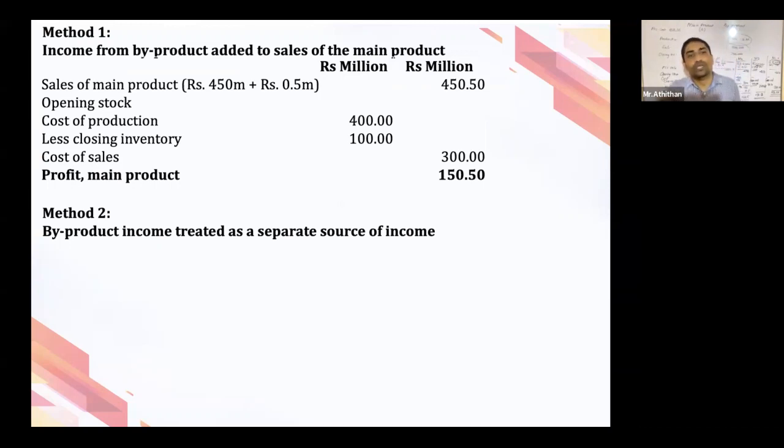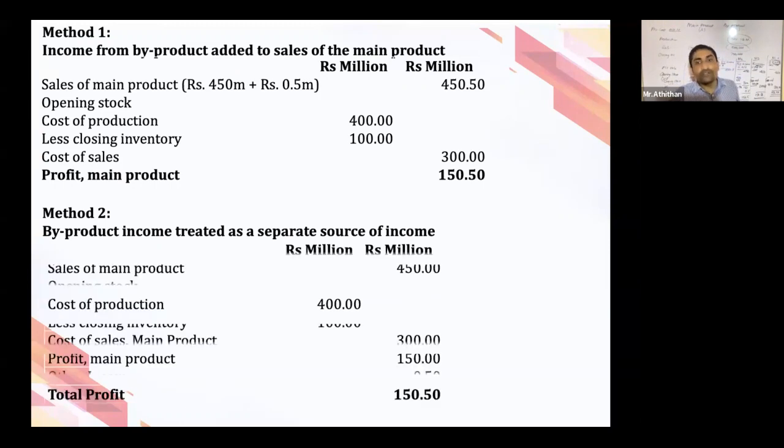Method 2: byproduct income treated as a separate source of income. In the first method we added it with the main income. In the second method we are not going to add it with the main income, but we are going to present it as other income. But the effect is the same, because in both places it is shown as income.